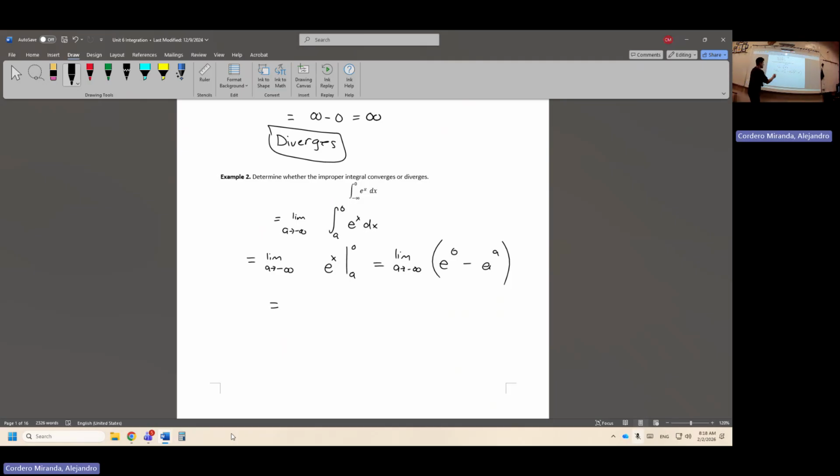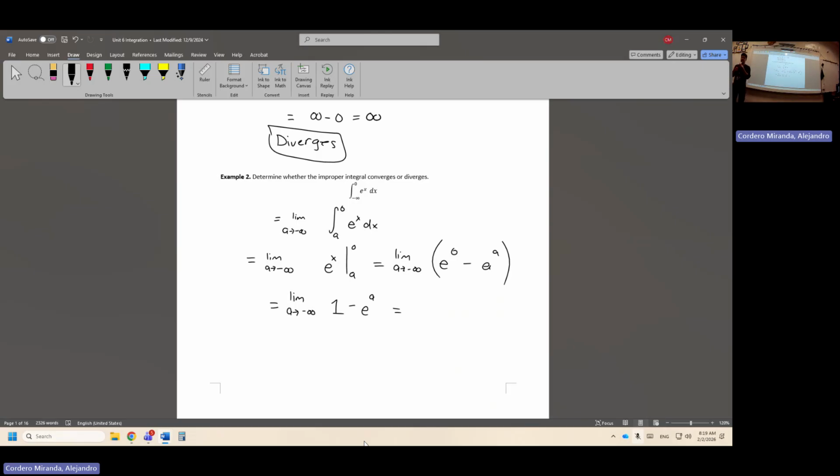Okay, and then e to the 0, well, let me just write one more. E to the 0, we all know is 1, I hope. But e to the negative infinity, do you guys know that limit? What happens to e as it goes to negative infinity? Exponential function.